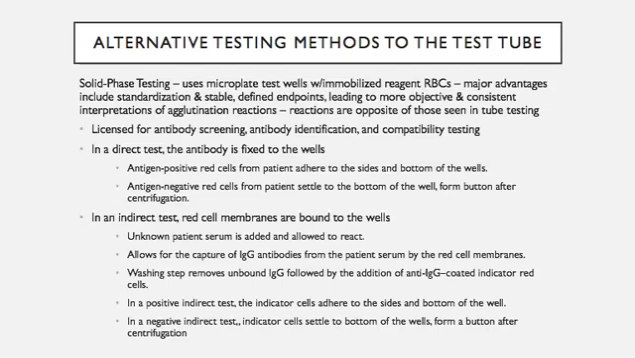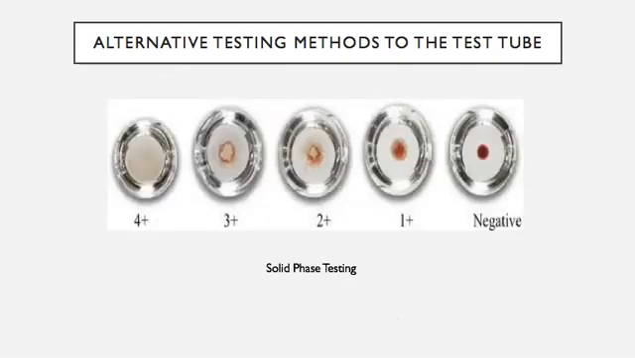And then you've got a wash step that removes unbound IgG antibodies, followed by the addition of your IgG coated indicator red cells. In a positive indirect test, the indicator cells adhere to the sides and bottom of the well. In a negative indirect test, the indicator cells settle to the bottom of the wells and form a red cell button after centrifugation. So again, that response is opposite of what you would expect to see in tube testing. There is a video in Moodle on gel testing.